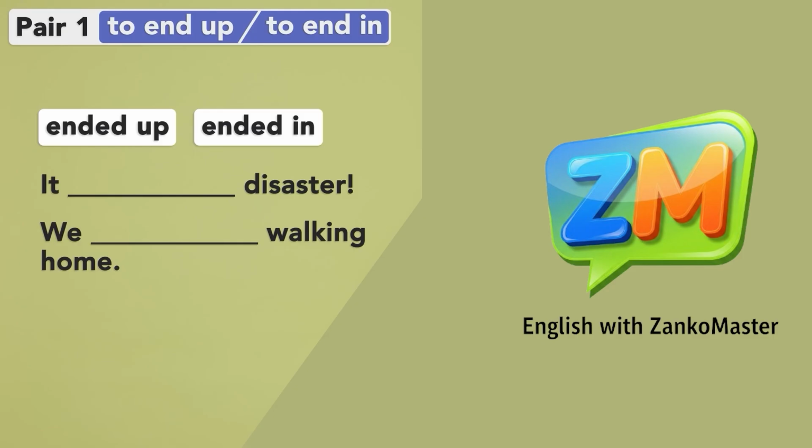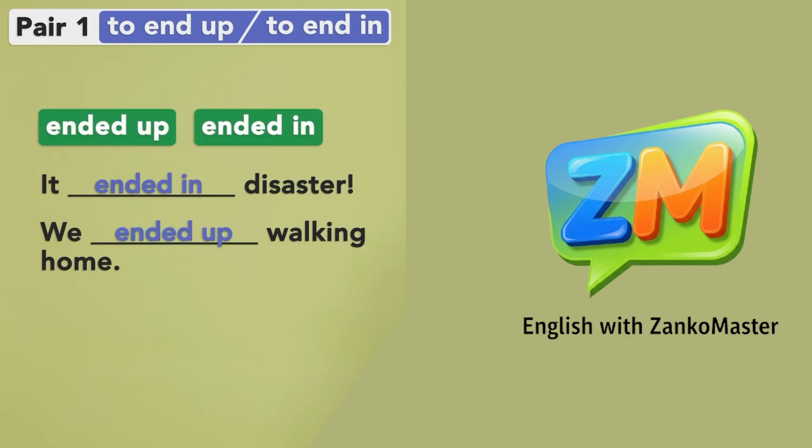Our first pair is to end up versus to end in. My students often mix these up and struggle to know when to use each one. So let's do a little test. Use ended up or ended in to complete these sentences. It blank disaster, and we blank walking home. You should have: it ended in disaster and we ended up walking home.